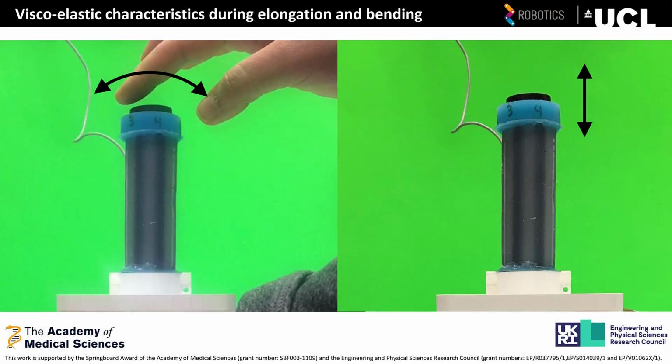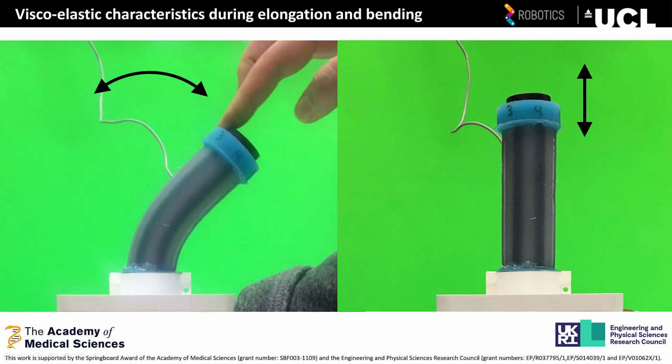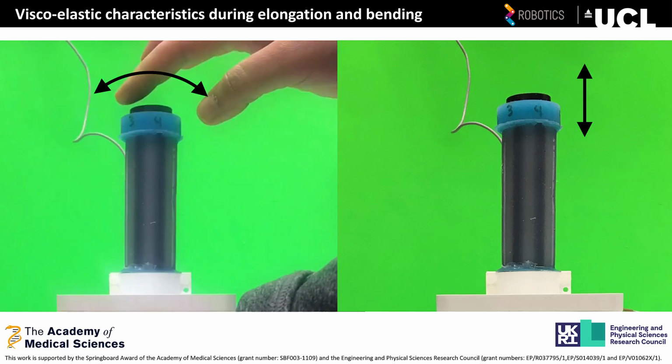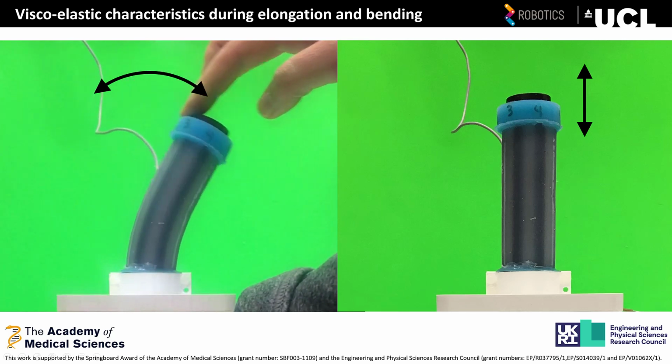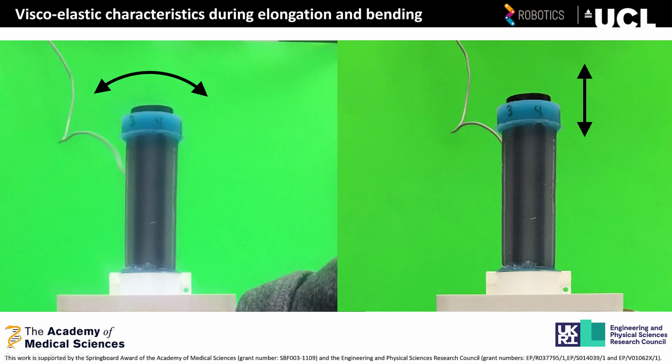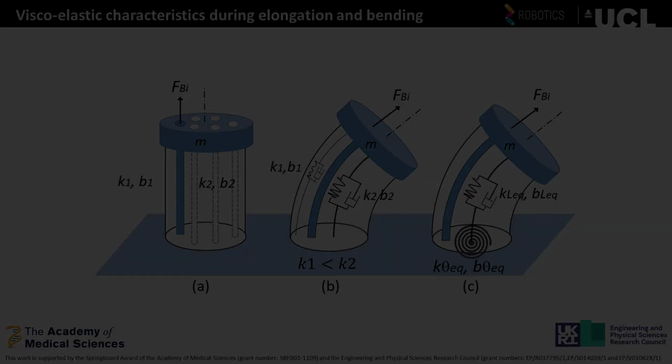Here you can observe the response of the robot without applying any force and just by applying an initial bending angle and an initial elongation. It's obvious that the robot has elastic characteristics and that the oscillation is damped, so this robot has viscoelastic characteristics in elongation and in bending.